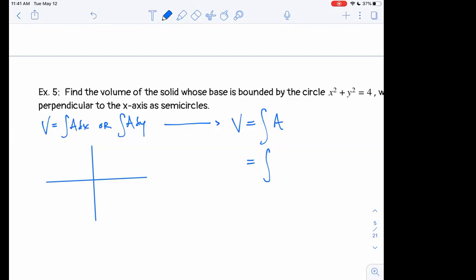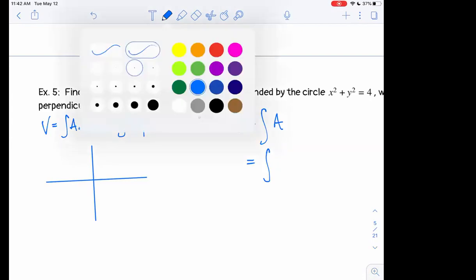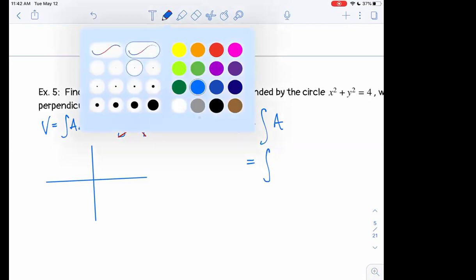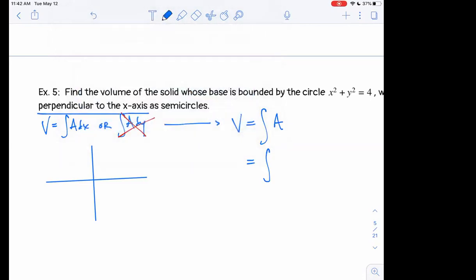All right, so can I get a volunteer to tell me whether they think this is going to be dx or dy? Dx. It is going to be dx, and what made you choose that? Because it's perpendicular to the x-axis. Yeah, exactly. Perpendicular to that x-axis. So we're going to say find that area dx.